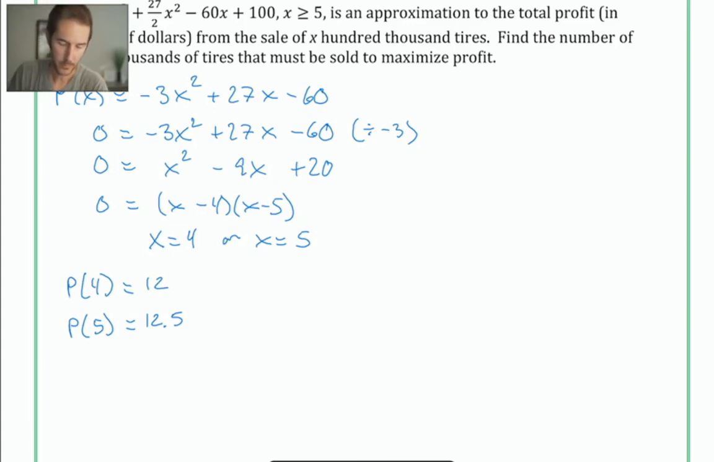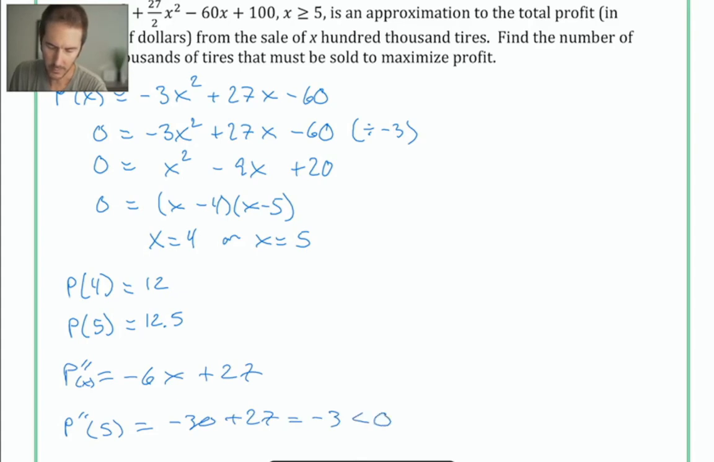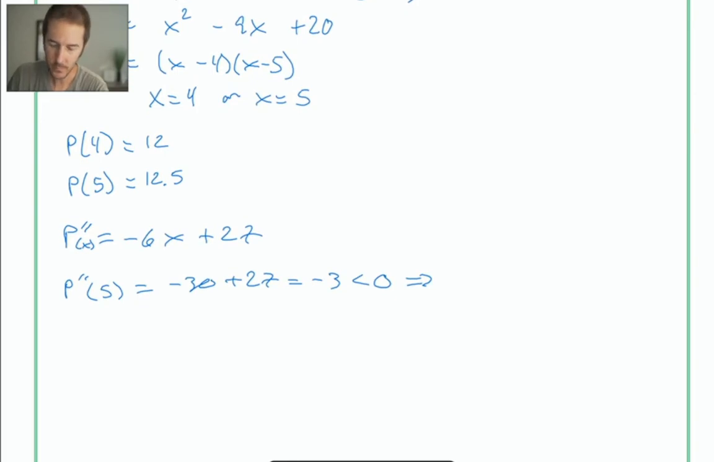In fact, let's just do it. But then I want to talk about the graph again. So p double prime of x is equal to negative 6x plus 27. And then let's check p double prime of 5. That's equal to negative 6 times 5, which is negative 30, plus 27 equals negative 3, which is less than 0. Therefore, concave down. Therefore, it's a max.